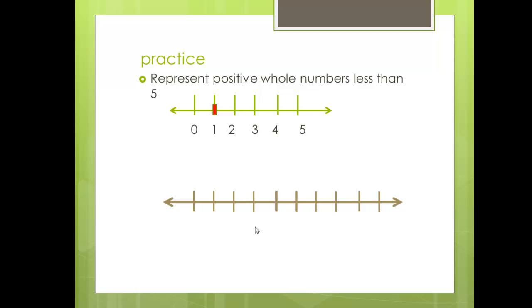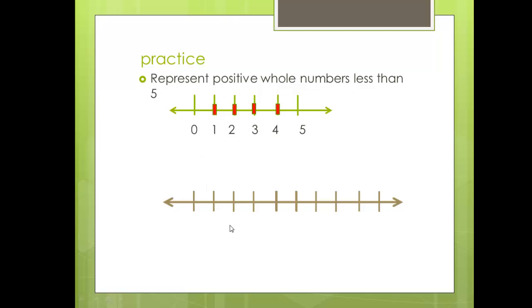1 is less than 5. 2 is less than 5. 3 is less than 5. 4 is less than 5. Is 5 less than 5? No, it is equal to 5. We also do not mark the 0 because 0, there is no number. 0 is always 0 and never marked.